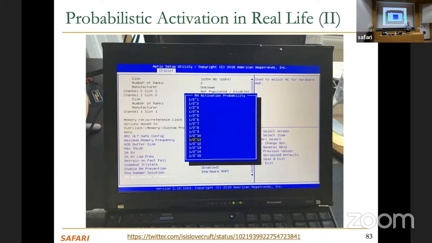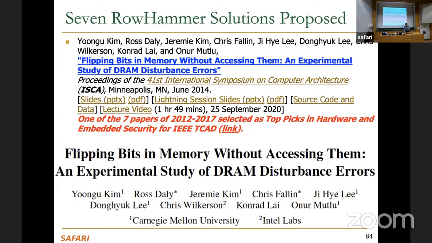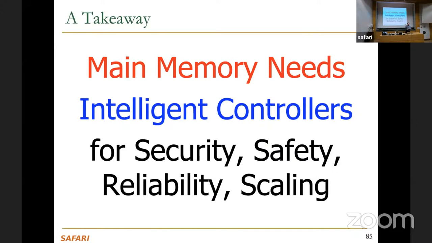So it was good that people were changing memory controllers to fix the issue until the manufacturer said, look, we solved the problem, trust us. And we're going to see that again. Okay, so let me jump to future. But I think this is an example of an intelligent controller. Basically, that's what we argued earlier in the lecture, right?